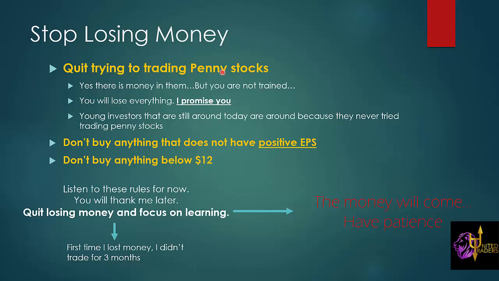So if you're new, I just stress you not to buy anything that does not have positive earnings per share. That will just kind of prevent you from buying a shitty company. Also, don't buy anything below $12, just a general rule of thumb. Go ahead and listen to me now on these kind of things. You'll most likely thank me later.